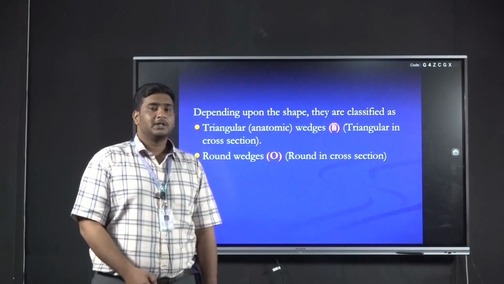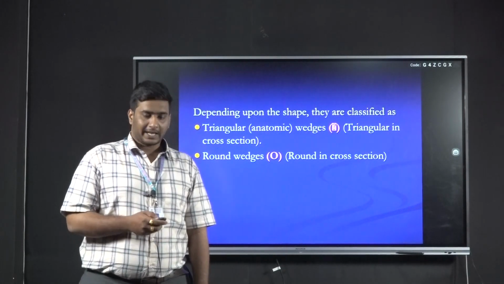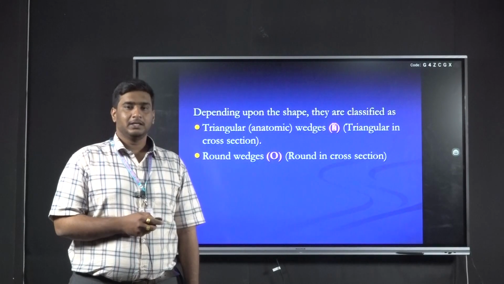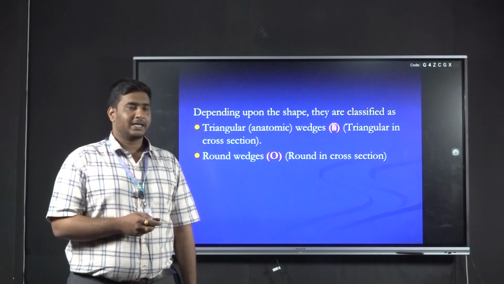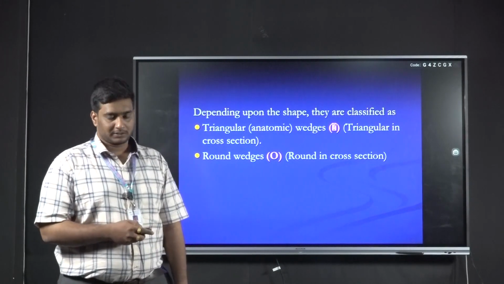Depending upon the shape, these wedges are classified into triangular or ovoid. Triangular wedges are also known as anatomic wedges because they resemble the interdental region. So they are also known as anatomic wedges or triangular wedges. And the next one is ovoid wedges or round wedges because they are round in cross section.